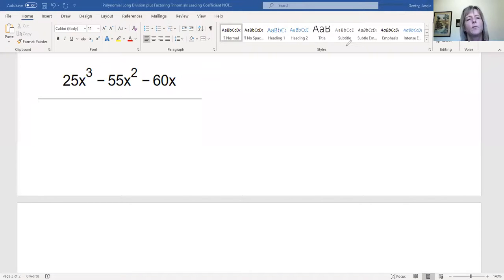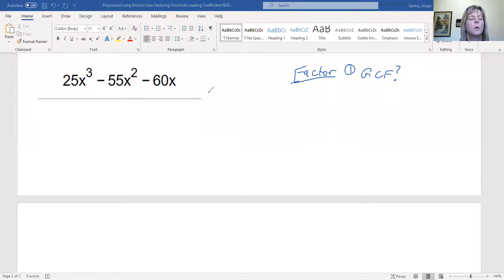Yes, hello. So let's factor this trinomial. And actually, I don't want you to think of it as a trinomial yet. When I say factor, the first thing I want you to do is pull the GCF if there is one. So first question is GCF.